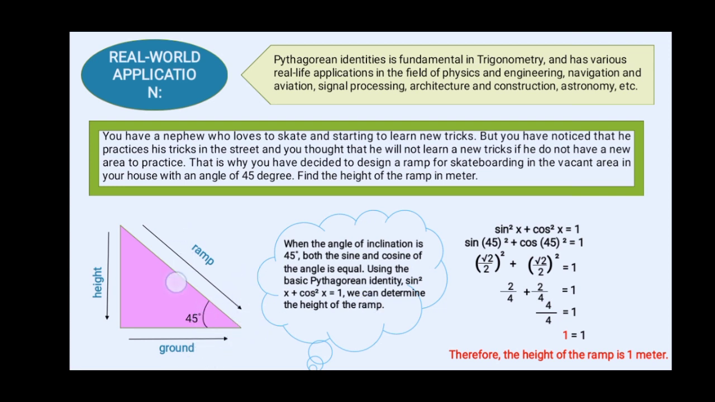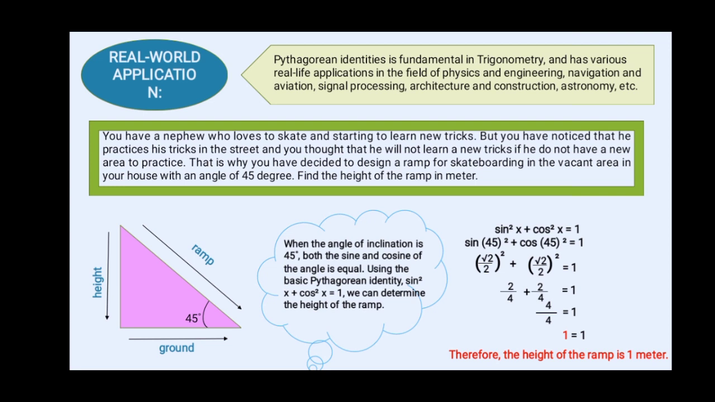So if the angle of inclination is 45 degrees, the values of sine 45 and cosine 45 are each equal to square root of 2 over 2. Therefore, they are equal. And so, we're going to use the basic Pythagorean identity: sine squared theta plus cosine squared theta is equal to 1. We can then determine the height of the ramp.